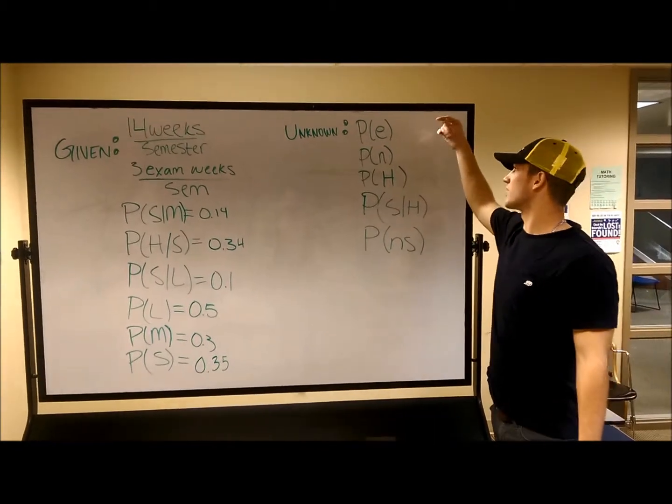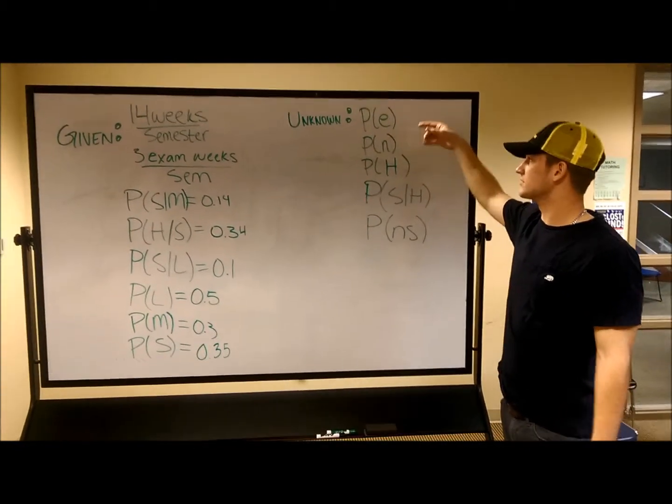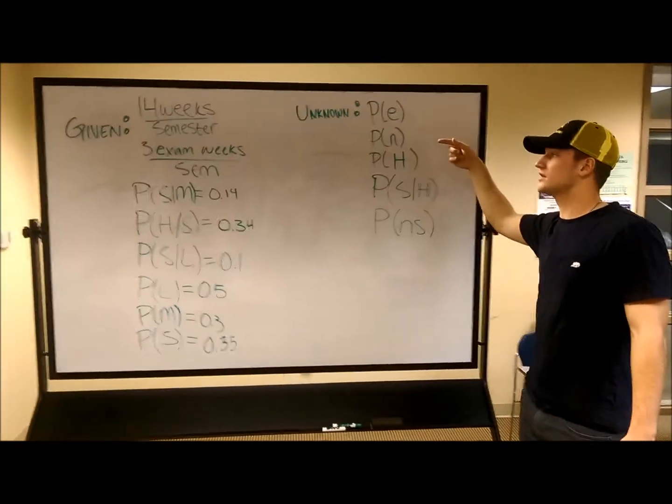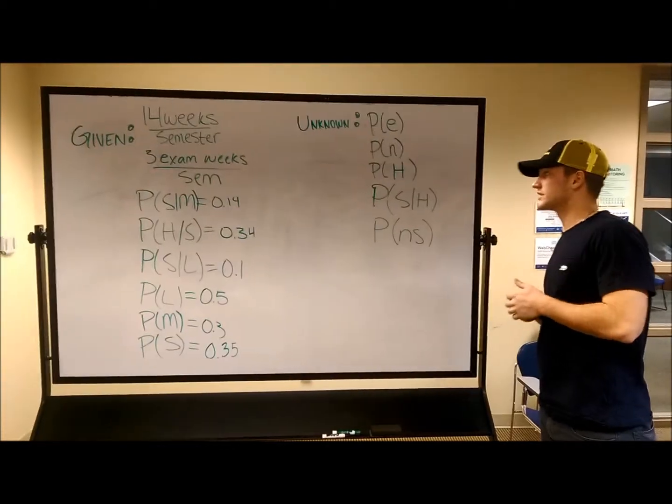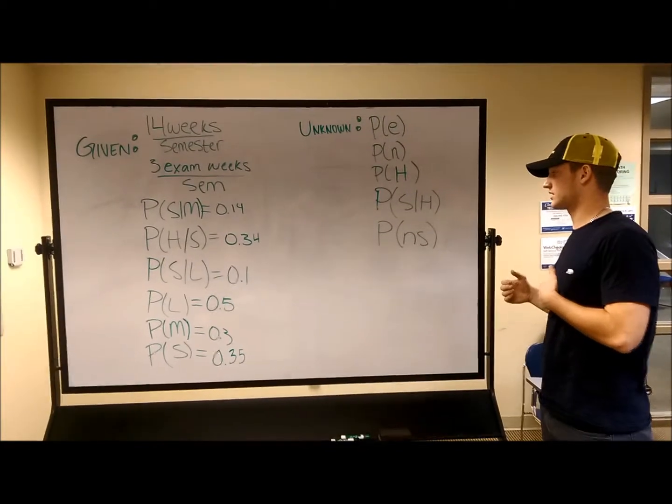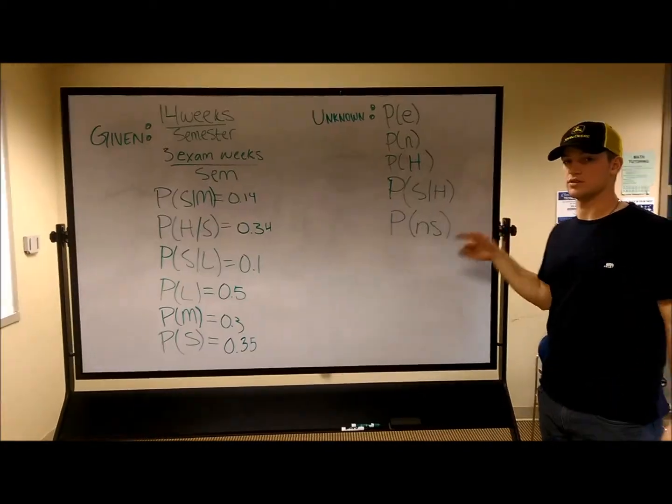We need to solve for the probability that it's an exam day, the probability that it's a normal day, the probability of there being a high forecast, the probability that there's snow given a high forecast, and the probability that there is no snow.